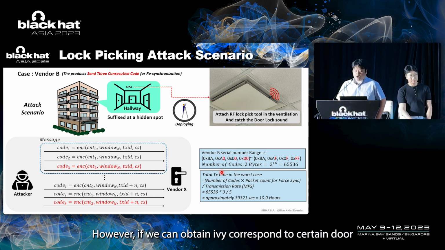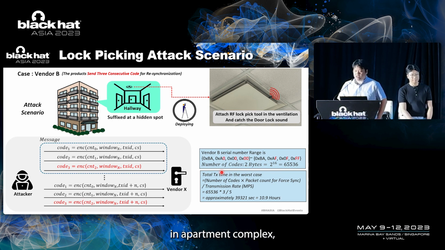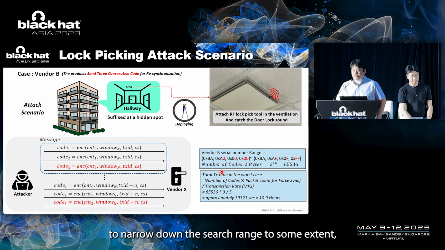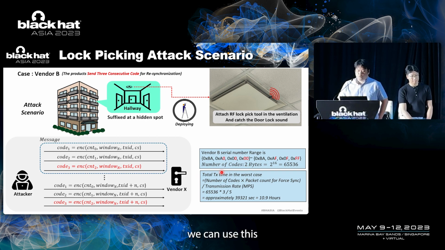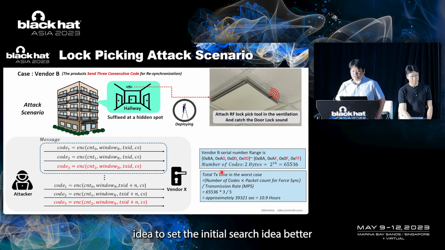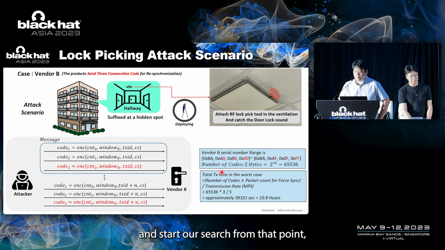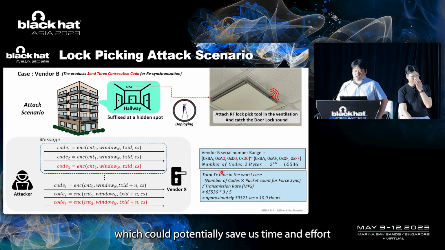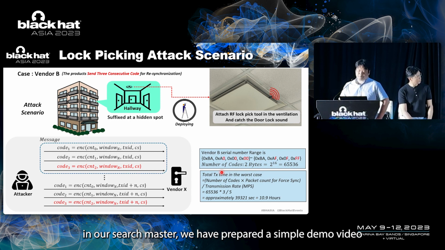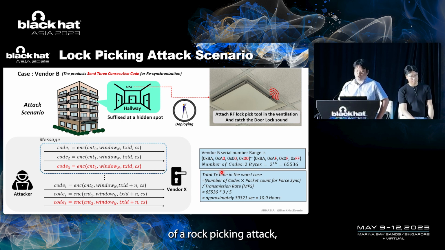However, if we can obtain the ID corresponding to a certain door lock in an apartment complex, we may have some opportunities to narrow down the search range to some extent. We can use this obtained ID to set the initial search ID value and start our search from that point, which could potentially save us time and effort. Next, we have prepared a simple demo video of the lockpicking attack.